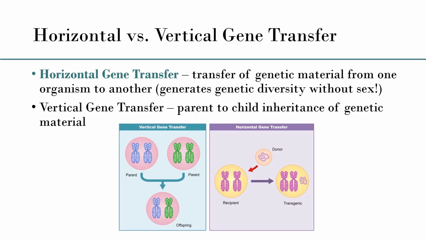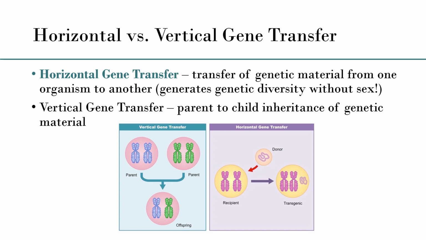Now, we have to talk about horizontal versus vertical gene transfer before we go any further. Vertical gene transfer is what you normally think of when you think of genetic inheritance. This is through sexual reproduction. One parent will mate with parent two, and they will have offspring, and the offspring are considered vertical transmissions of their DNA. Horizontal gene transfer is a little different.